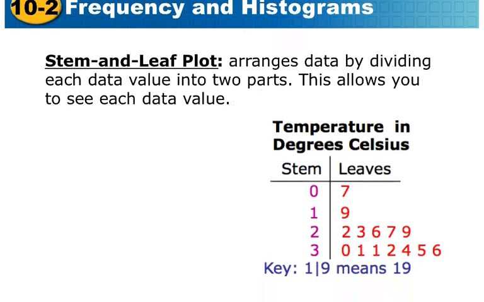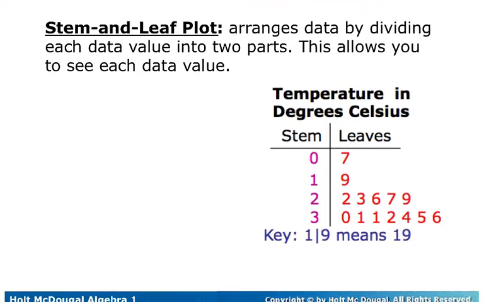A stem and leaf plot arranges data by dividing each data value into two parts, and this allows you to see each data value. It's kind of like listing them from least to greatest, and also kind of like a bar graph, but on its side. For instance, if we take a look at this example, we've got temperature in degrees Celsius.